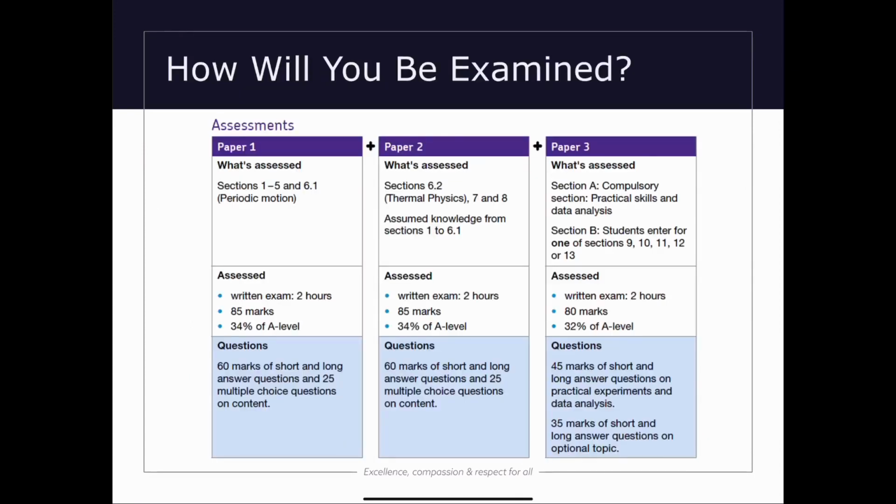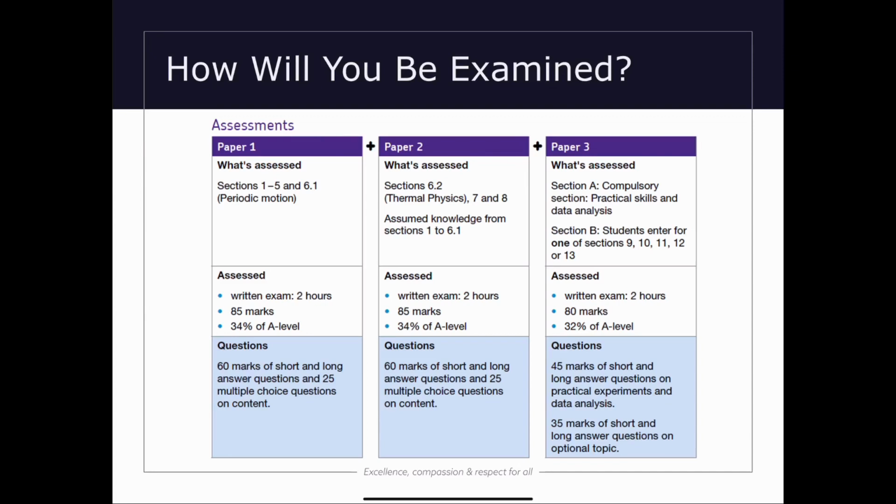The course for physics is linear, which means that you will sit basically exams at the end of year 13, so there's not really any coursework or any modular exams that you are assessed with throughout year 12, although obviously we do have the general end of topic assessments that you'll be familiar with sitting already during GCSE.